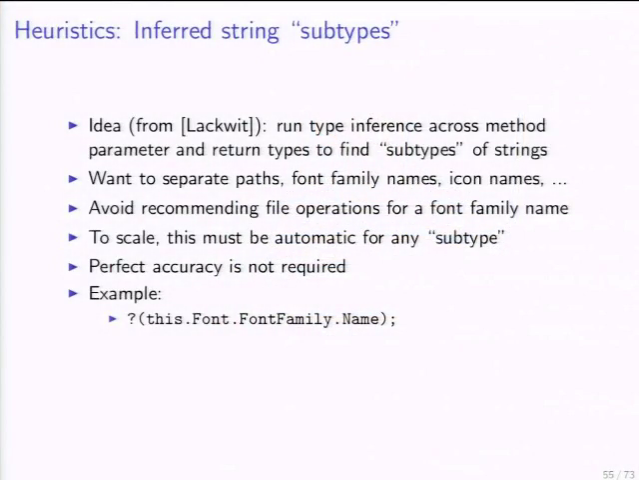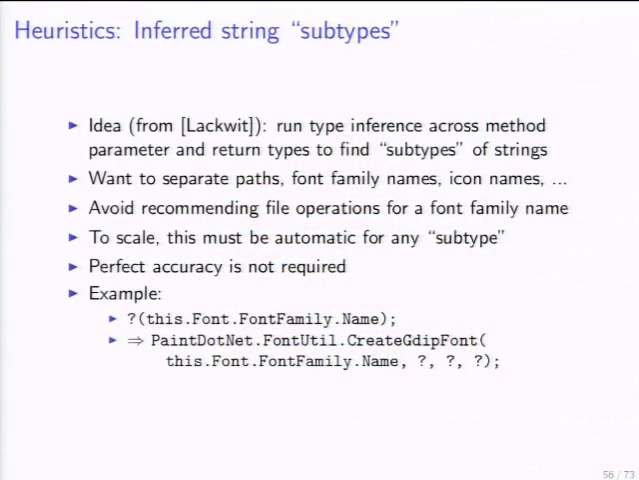The last heuristic I'm going to discuss is looking at subtypes of strings. Strings get used for a lot of different uses: paths, font family names, icon names, and it would be nice if when the user provides a font family name, we don't recommend file operations. So I have this example at the bottom where the user asks a query for something to do with a font family name, and we want to recommend create font and methods like that.